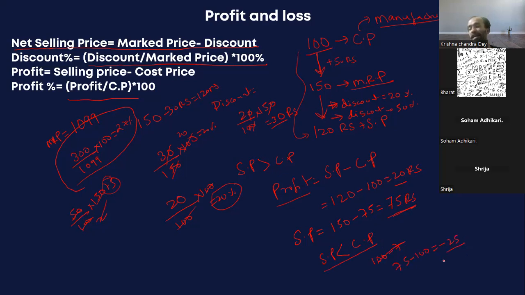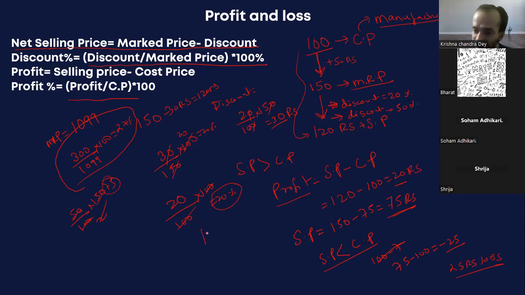That's how losses are negative, right? Or if you want to show it as a positive quantity, you can do 100 minus 75 and call it out as 25 rupees loss. Either you can write 25 rupees loss in words, or you can write minus 25, which shows that you have made a loss.